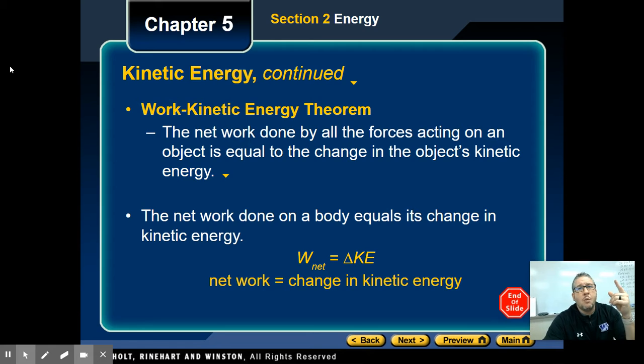Anyway, what the work kinetic energy theorem states is that the net work done by all forces acting on an object is equal to the change in the object's kinetic energy. So the net work done on a body equals its change in kinetic energy, as we see here.